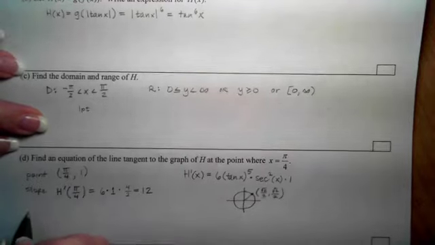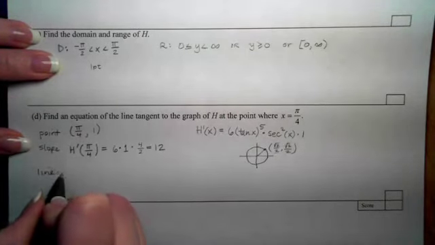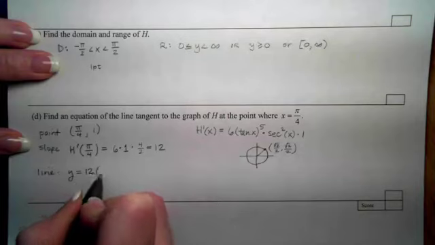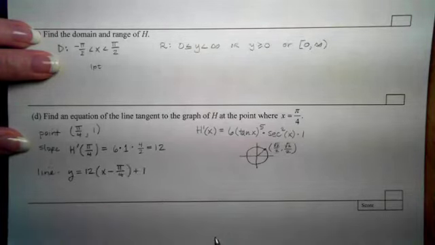So now that I've got the point and I've got the slope, I can write the equation of the line, which is y equals the slope times x minus the x-coordinate plus the y-coordinate. And I'm done.